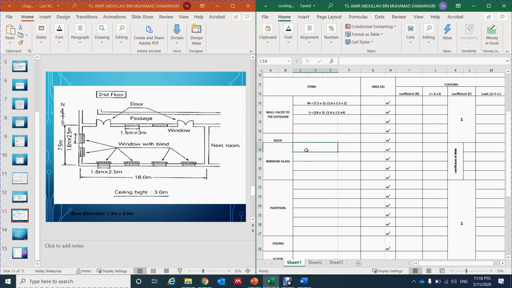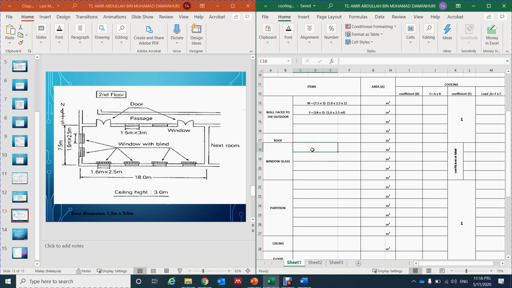And then we are moving into the window glass. So this window glass will refer to the window glass that faces the outdoor. So now we put the calculation or the items here, because we have two windows on the west side, and then on the south side we have about 4 windows here, so we will put in here.